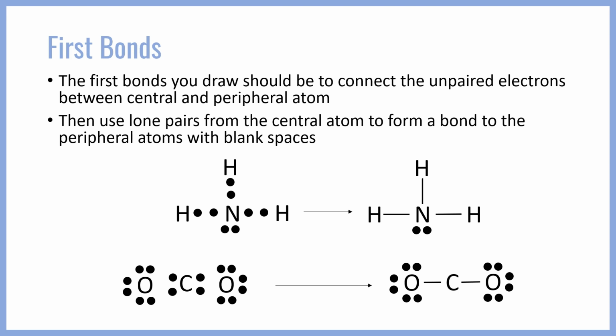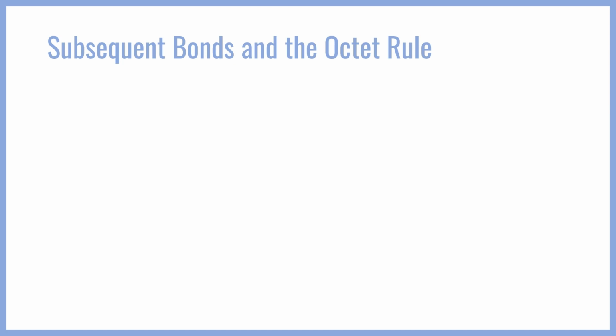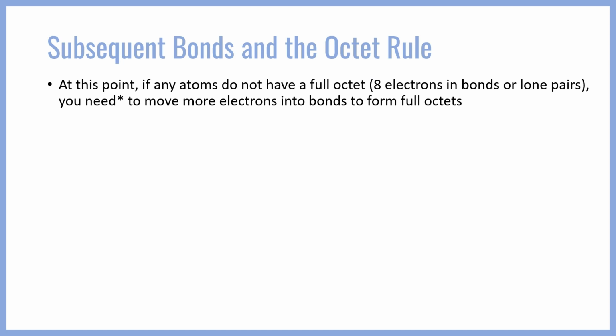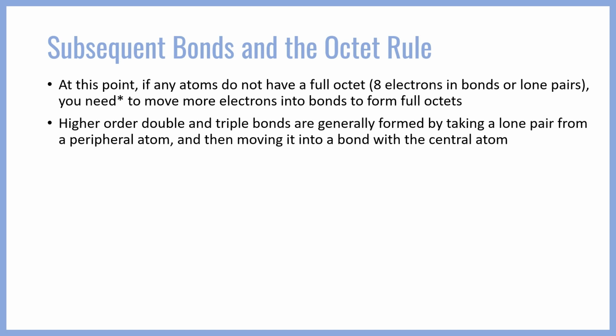So this is where things are going to start getting a little bit tricky. At this point, if any of the atoms that you have drawn do not have a full octet, which means they don't have 8 electrons either in their bonds or their lone pairs, you need to move some electrons around into new bonds to form full octets. Now, specifically how we're going to do this is we need to form higher order bonds. We need to form double and triple bonds between the central and peripheral atoms. These higher order double and triple bonds are going to be formed by taking a lone pair from one of the peripheral atoms and then moving it into a bond with the central atom.